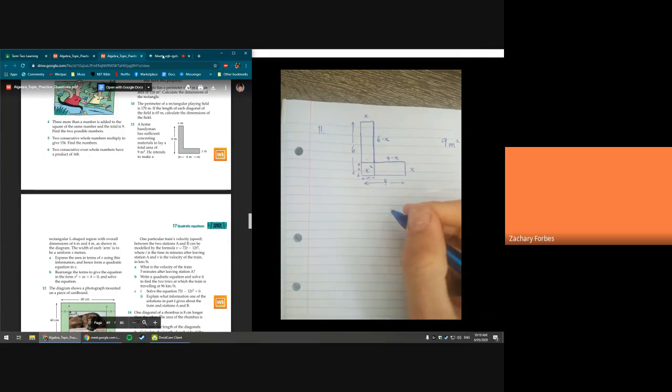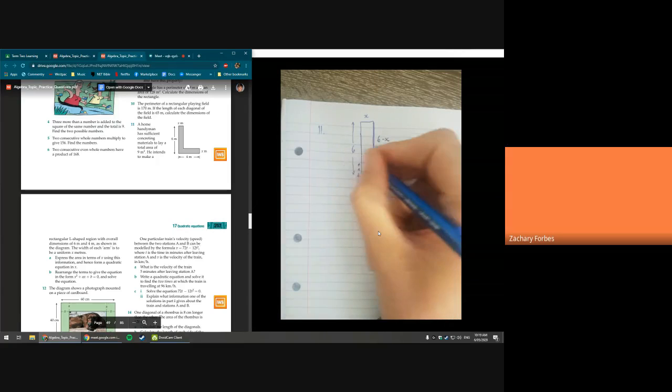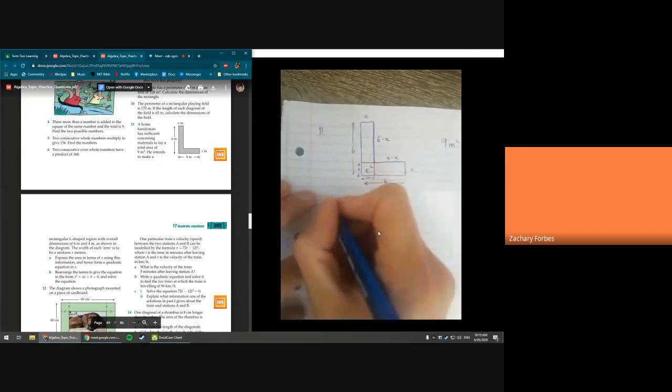Surely there's a cooler way to do that. Someone's going to think of a cooler way. This one, I've made it maybe overly complicated. So we've got an X squared here. So that's one part of my area. Then that's going to have added onto it.